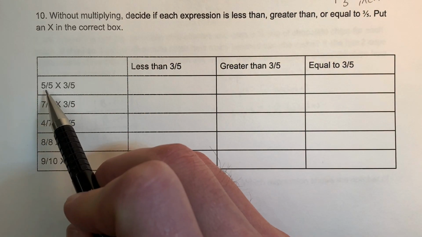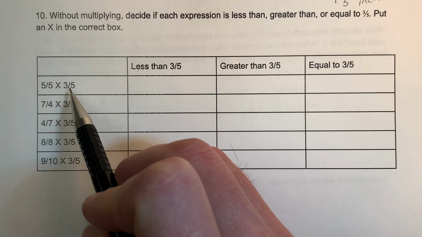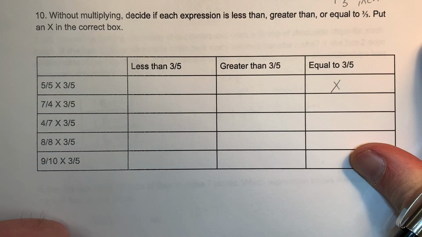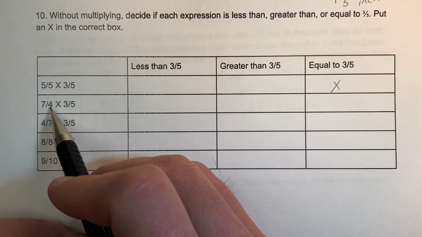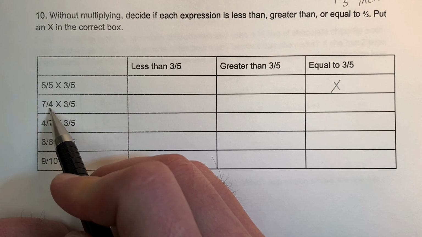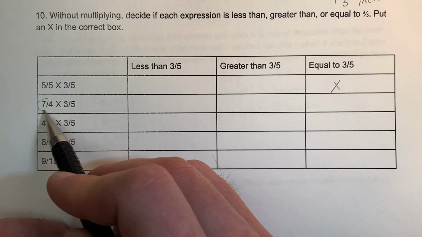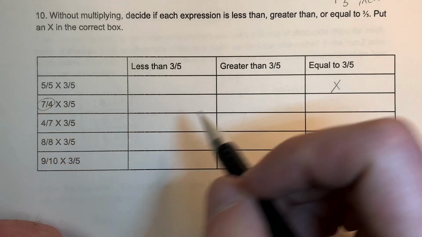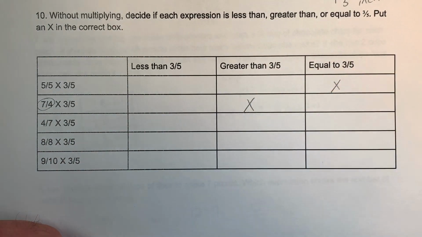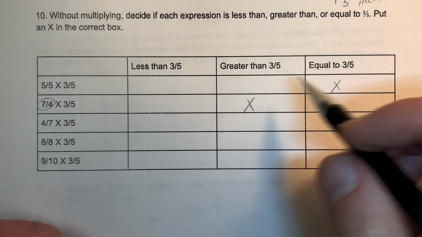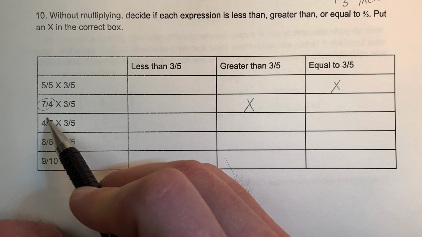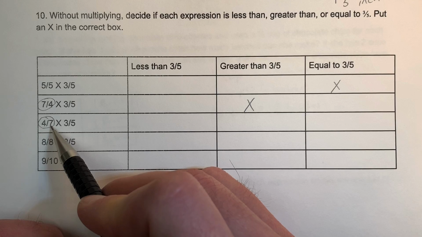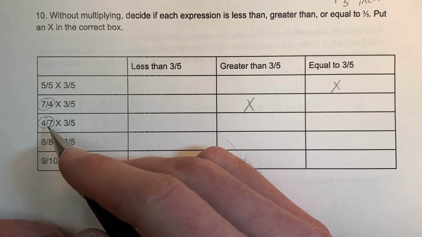So I know that 5 over 5 is 1, so I know that 3/5 is not going to change. 1 times 3/5 is 3/5. 7/4, the numerator is bigger than the denominator, so I know this number is greater than 1. If I take anything times a number greater than 1, the answer is going to be greater than that number. 4/7, that is smaller than 1. The numerator is smaller than the denominator, so it is less than 1.